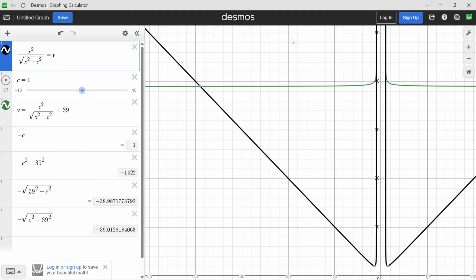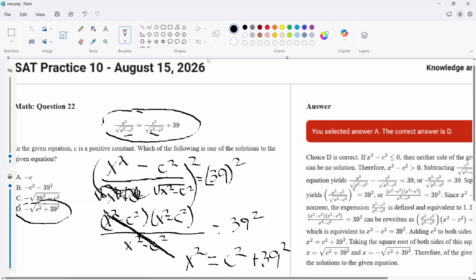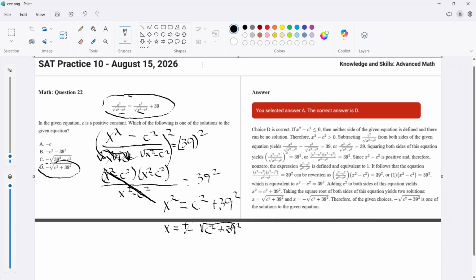So there it is on Desmos. If you know of an easier, better, faster way on Desmos, please put it in the comments. And I've also done it by hand for question number 22 on SAT Practice Test 10 in Blue Book.